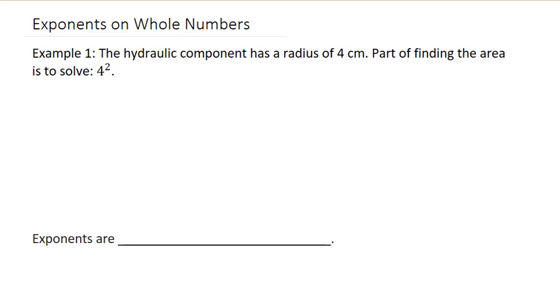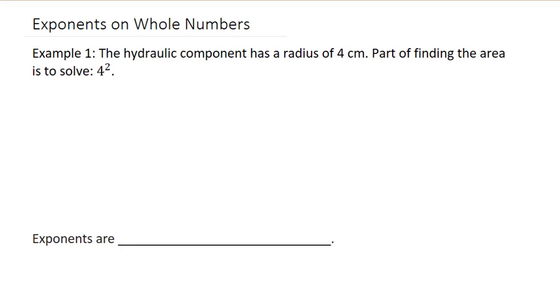Exponents on whole numbers. Example 1. The hydraulic component has a radius of 4 centimeters. Part of finding the area is to solve for the following, which is 4 raised to the second power. So let's go over a few things.